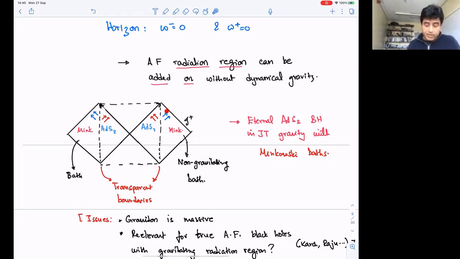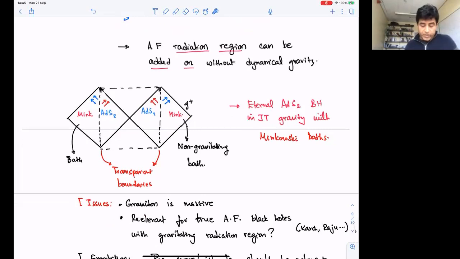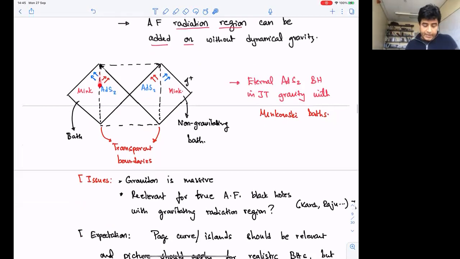We do not expect that dynamical gravity plays a significant role in the bath regions. So to a first approximation, we ignore the dynamics of gravity in the Minkowski bath regions. And so we think about the AdS2 black hole, the two-sided black hole with a non-gravitating bath and with transparent boundary conditions at the boundaries of AdS. Transparent so that any radiation emitted by these black holes travels out to the Minkowski radiation regions, or the Minkowski bath regions, and is gathered by a detector at Scri plus.